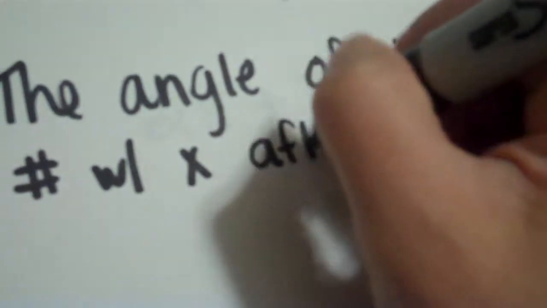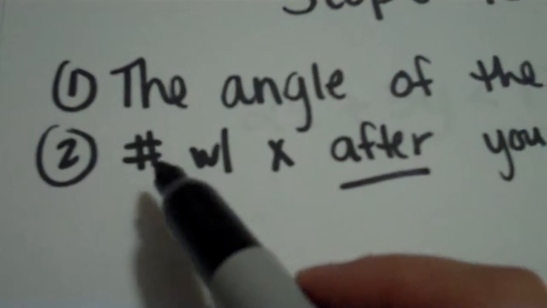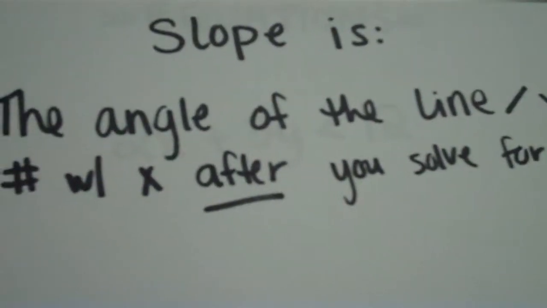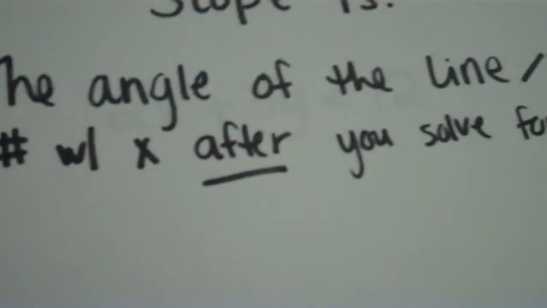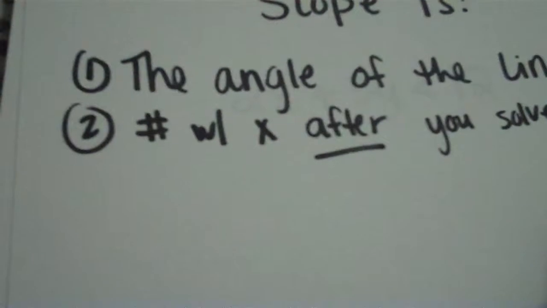Second thing that we've talked about is slope is the number with x after you solve for y. Okay? Not hashtag, that's number. Number with x after you solve for y. Now, we know it doesn't always have to be x. It could be like m or g or c or something. But it's that number with the variable after you solve for y.